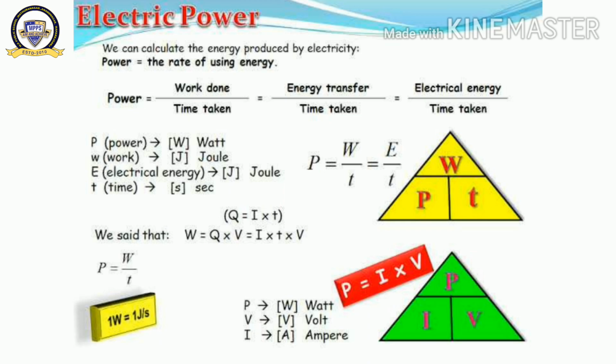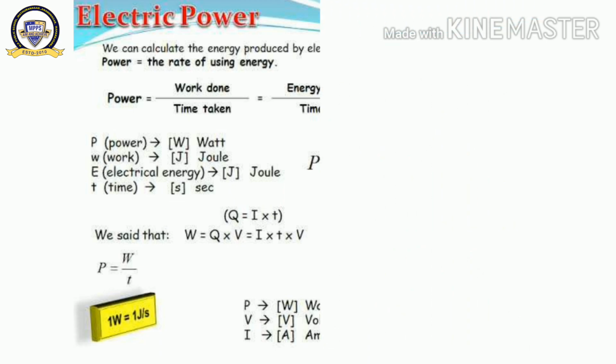The SI unit of power is watt, the SI unit of work done is joule, and the SI unit of electrical energy is also joule. Time, which is very familiar, its SI unit is second. So you can say that power is equal to W by T or E by T. So you have the three formulas and the SI unit of each one in the figure.